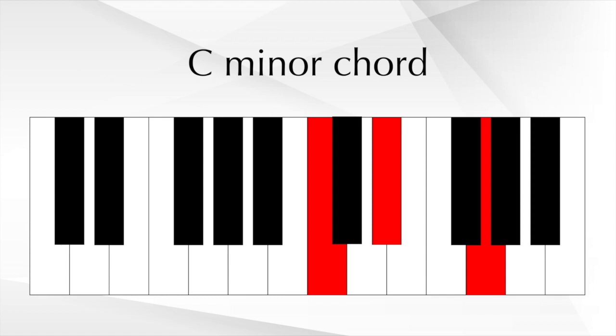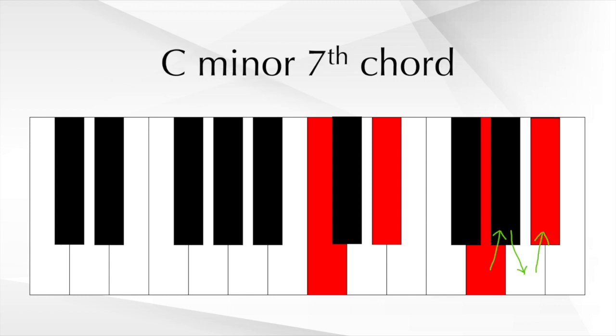Similarly, here is a C minor chord, and to find the fourth note to turn it into a C minor 7 chord, we take the last note of the C minor chord, which is G, and add 3 semitones to it, hence landing on B flat. If we add B flat to the C minor chord, it becomes a C minor 7 chord.